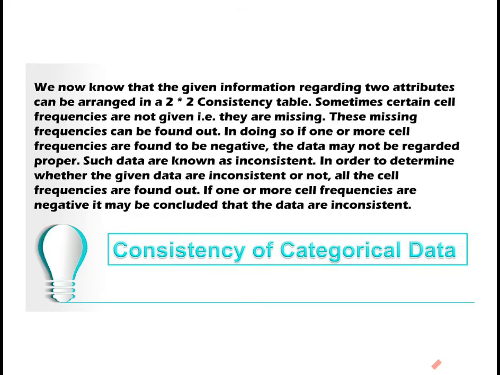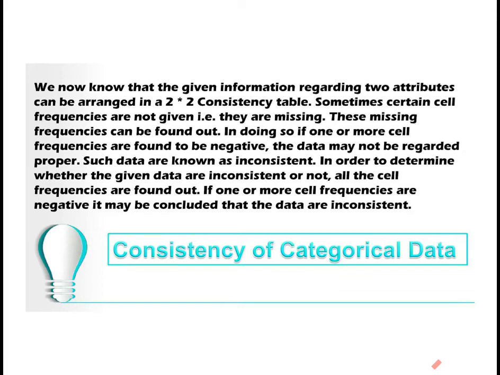Let us study about consistency of categorical data. We now know that the given information regarding two attributes can be arranged in a 2 by 2 contingency table. Sometimes certain cell frequencies are not given. That is, they may be missing. This missing frequency can be found out as discussed above. In doing so, if one or more cell frequencies are found to be negative, the data may not be regarded proper. Such data are known as inconsistent.